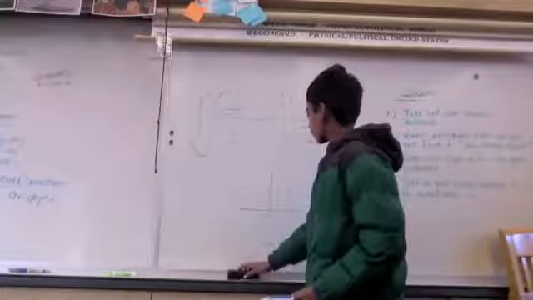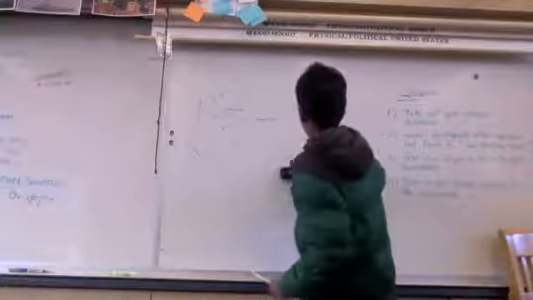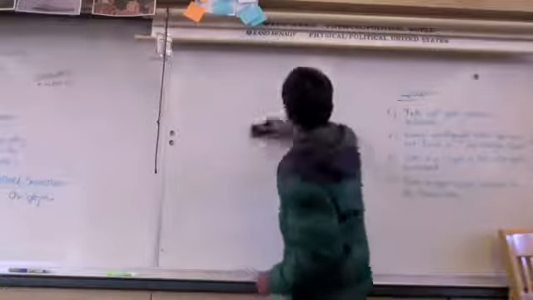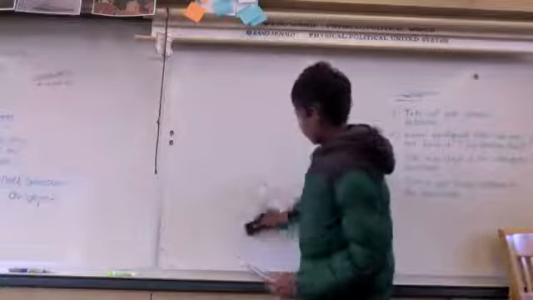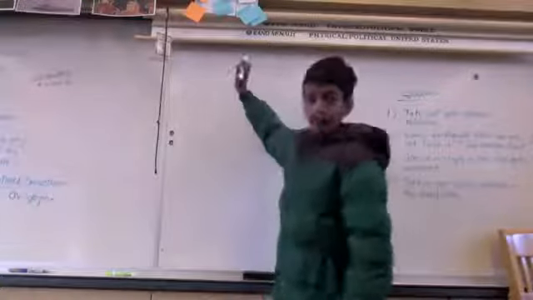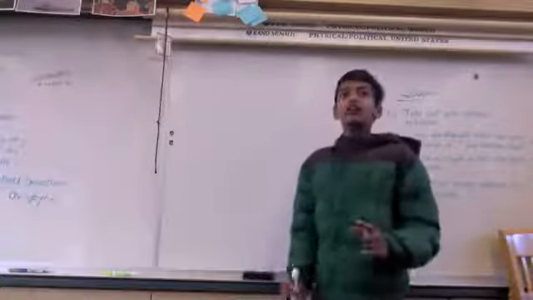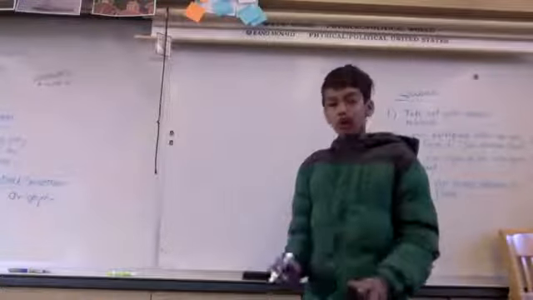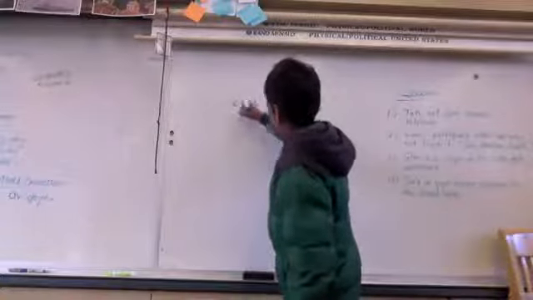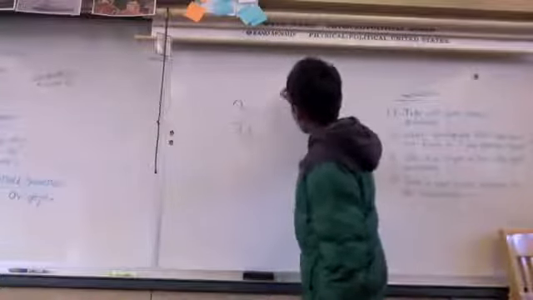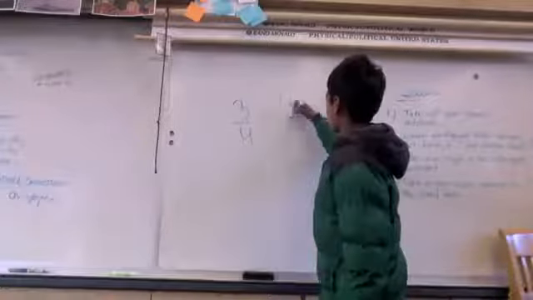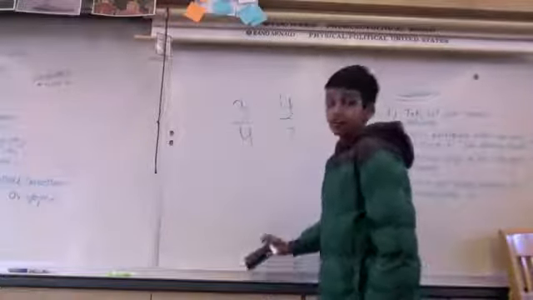Now the second way to solve this problem is to convert it into an improper fraction. An improper fraction is when a greater number is on top of a smaller number. So this is a normal fraction, 3/4. And this is an improper fraction, 4/3. As you see, this number is greater than the denominator.